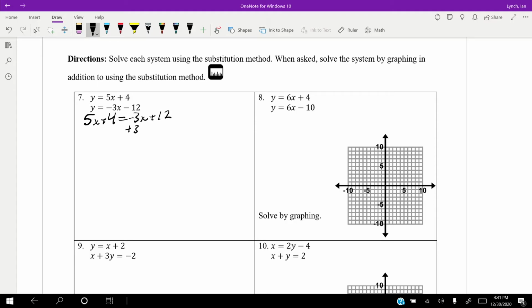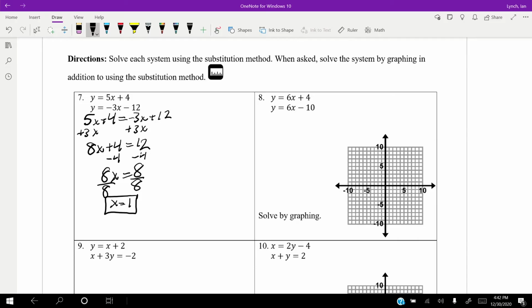We're going to add this 3x to both sides because it's the smallest variable. 8x plus 4 equals 12. Now to isolate that 8x, we're going to have to subtract 4. By subtracting 4, we get 8x equals 8. And now that we have 8x equals 8, we just need to divide. Divide both sides by 8, and we get x equals 1. Now, we're going to take this x value and plug it into one of these two equations. I'm going to choose the positive one because I like doing that.